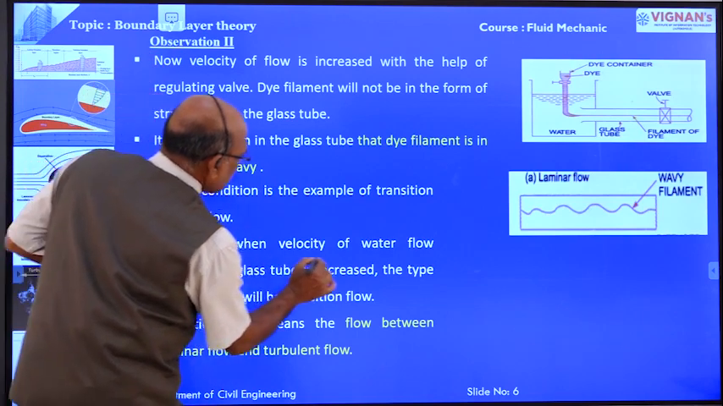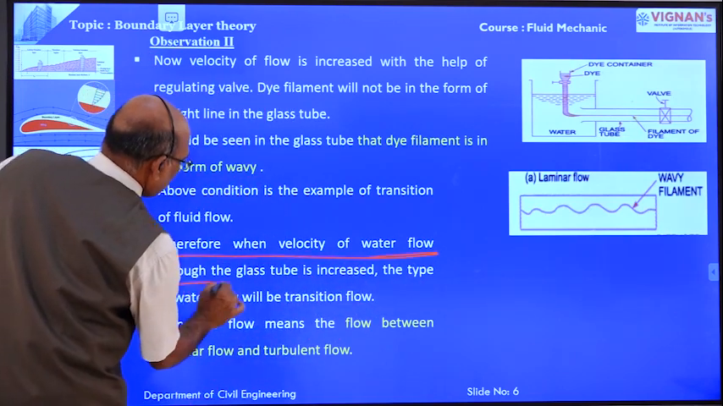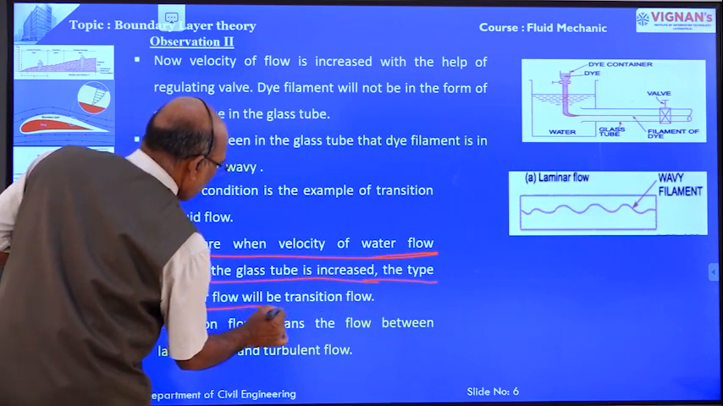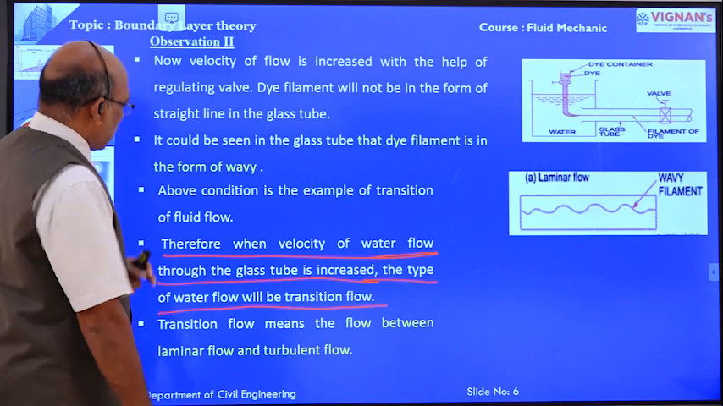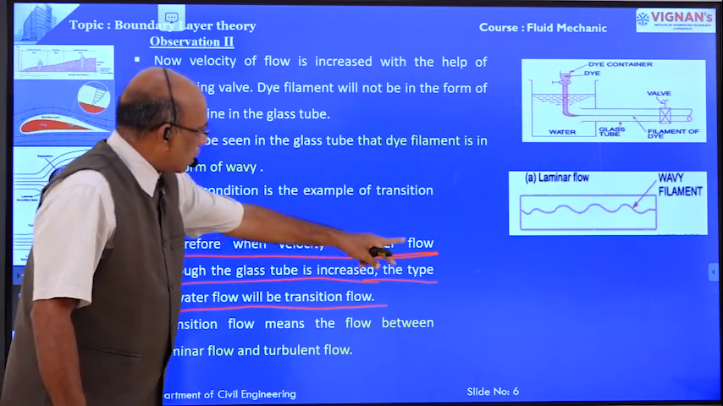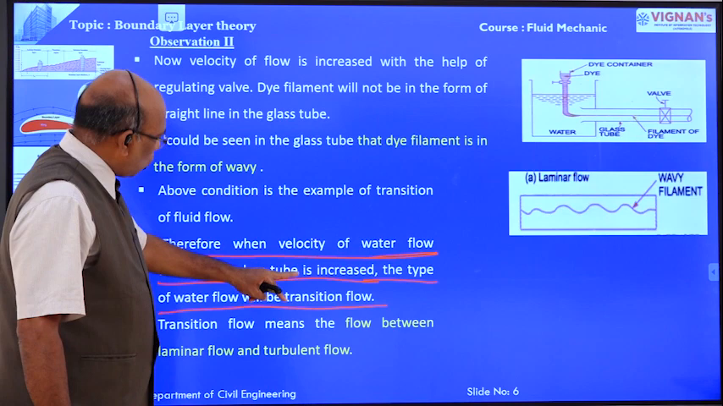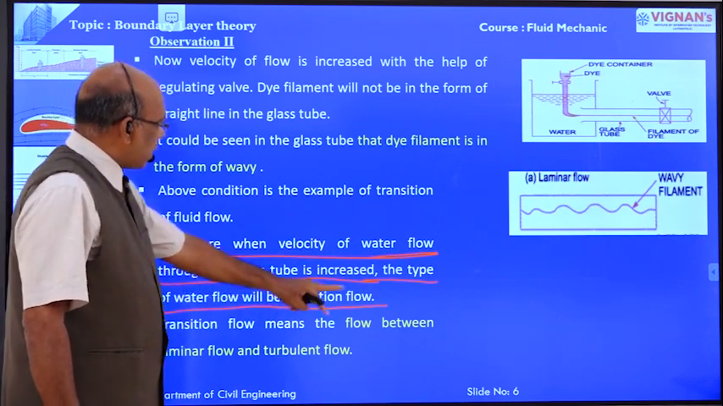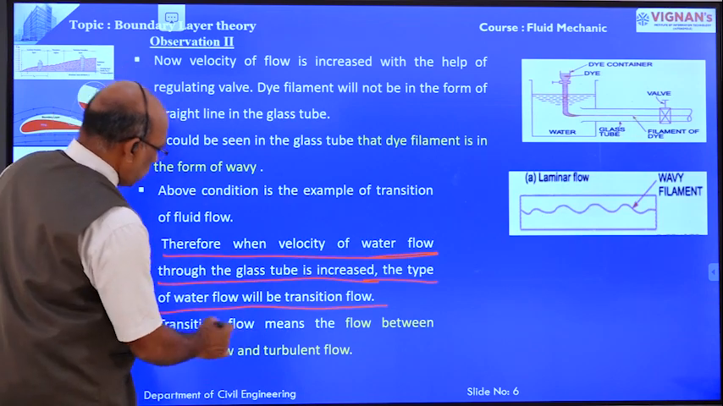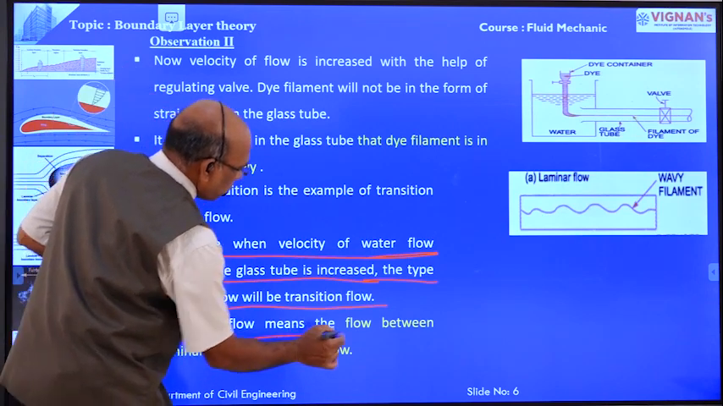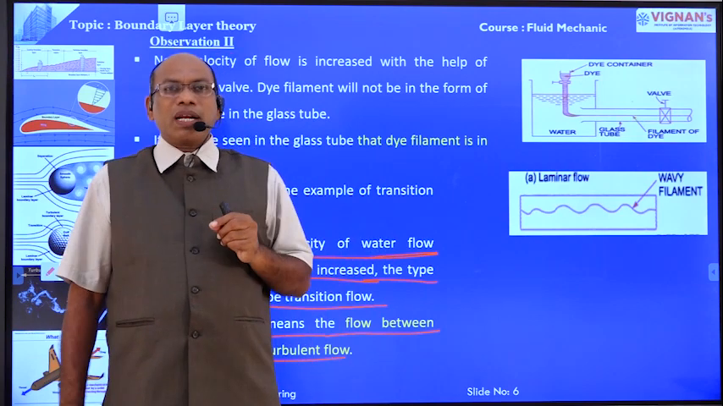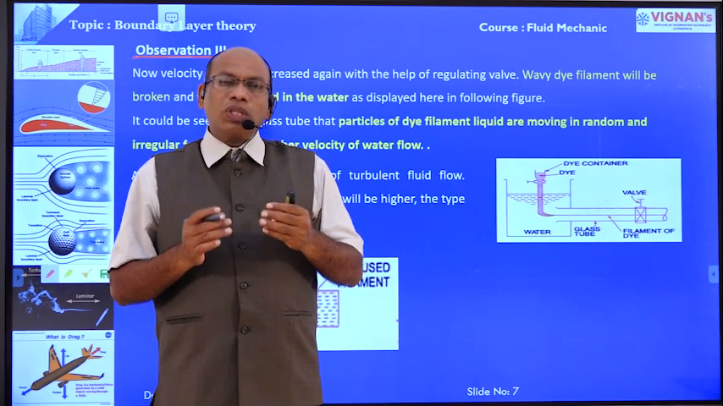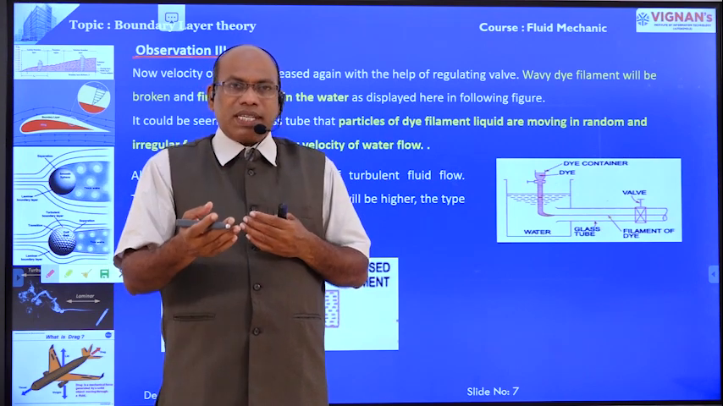Therefore, when the velocity of water flow through the glass tube is increased, the type of water flow will be transition flow. Transition flow means the flow between the laminar and turbulent. Now the velocity of flow further increases.